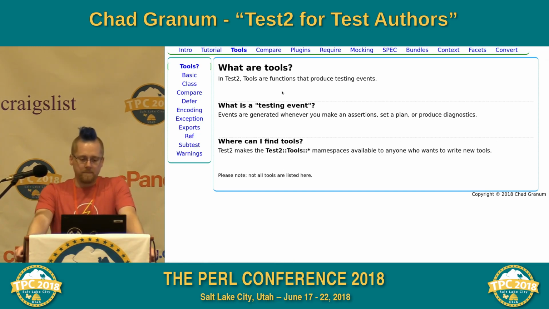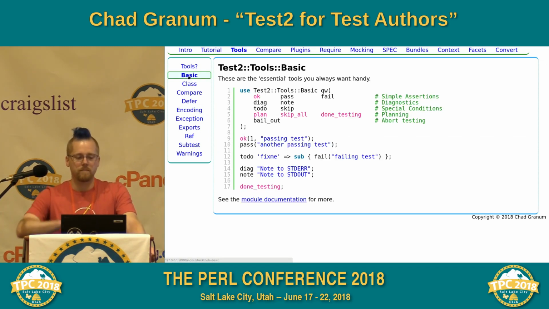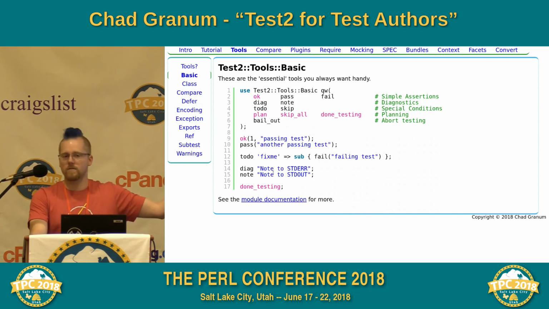So tools. Test2 defines several namespaces. The primary one you're going to be working with is Test2 tools and things that live underneath that. A tool is any function that produces testing events. And events are generated whenever you make assertions, set a plan, produce diagnostics, anything like that. And like I already said, they live in the Test2 tools namespace. Basic set of tools are your typical OK, diag, to-do, plan, all the things we've covered there. It's also pass and fail, which Test2 had, though many people didn't use them. And they work just like I've gone over in the previous slides.